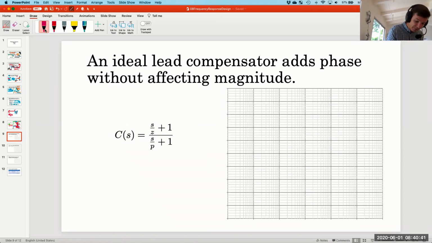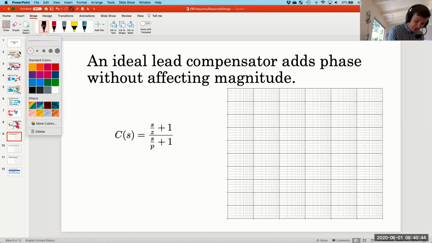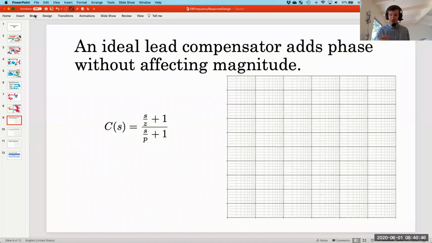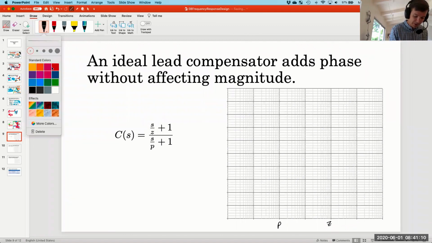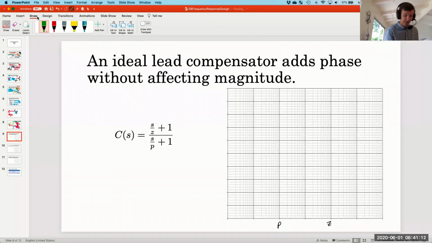Pretty much the only thing you need to remember about lead compensation is in what order the 0 or the pole comes. So if I have the pole at a lower frequency than the 0, is that going to give me a phase lead or a phase lag? That might be a tough question to ask this early in the morning.